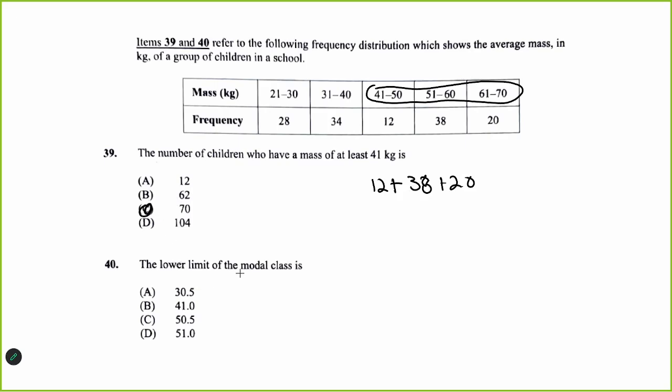The lower limit of the modal class. So the most popular was 38. Yeah? And that would be 50 plus 51 divided by 2, which would be 101 divided by 2, which is 50.5. So C is your answer for this one.